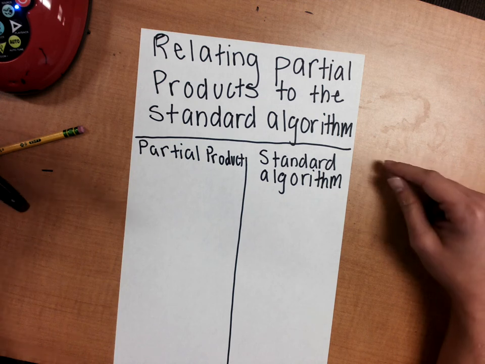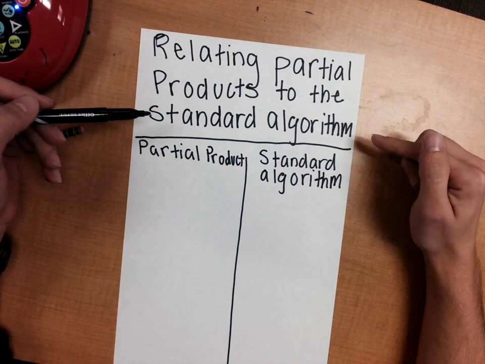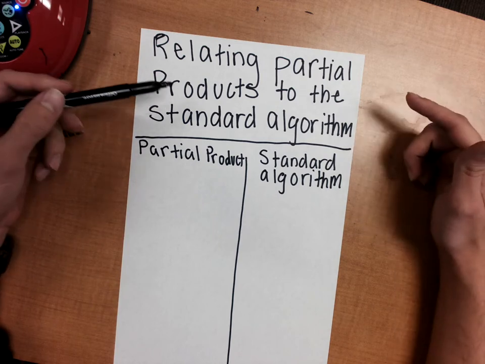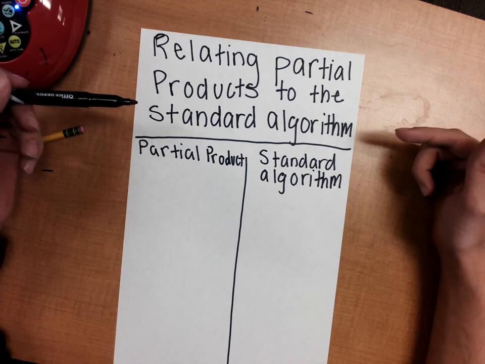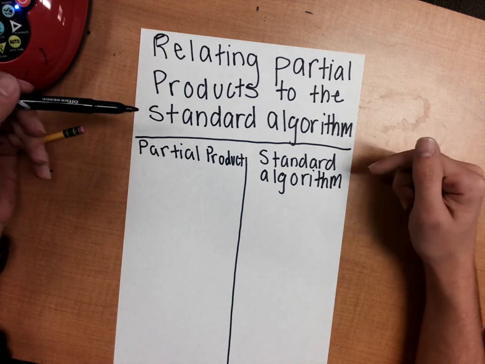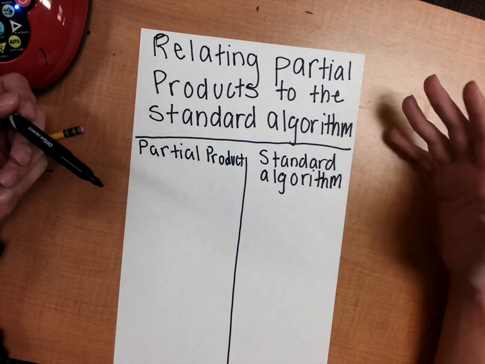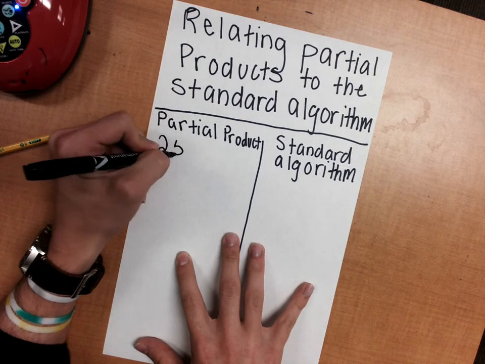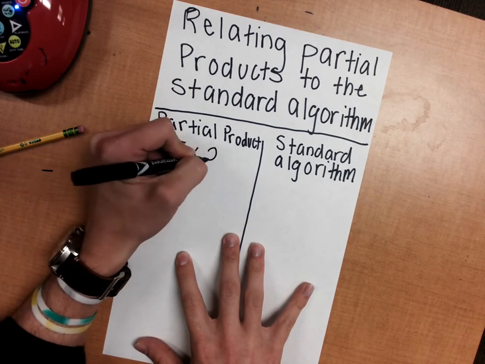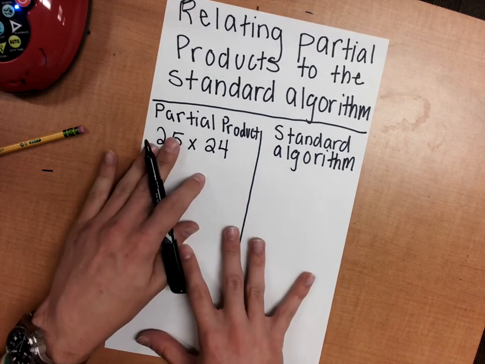Everyone. Today I'm going to be talking about how we relate partial products to the standard algorithm. In my class we've been talking a lot about partial products when it comes to two-digit by two-digit multiplication, and we've been trying to figure out how it relates to the standard algorithm. So today I'm going to be working through a problem. I'm going to be working through 25 times 24. And I'm going to start over here on the partial product side.